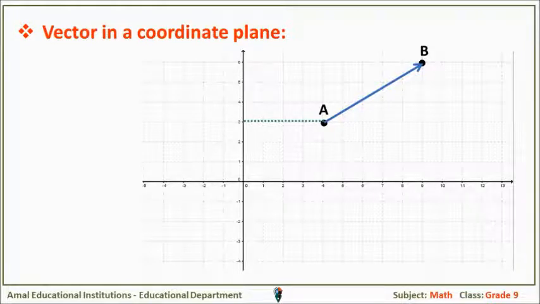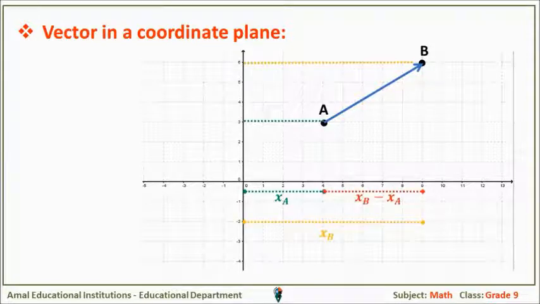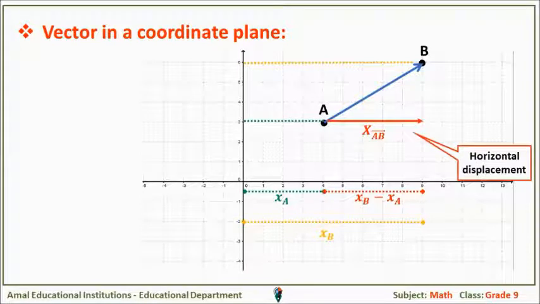First, this green line represents the abscissa of A. The yellow line represents the abscissa of B. So, the red line here, xB minus xA, will represent the abscissa of the vector AB. It is called horizontal displacement.